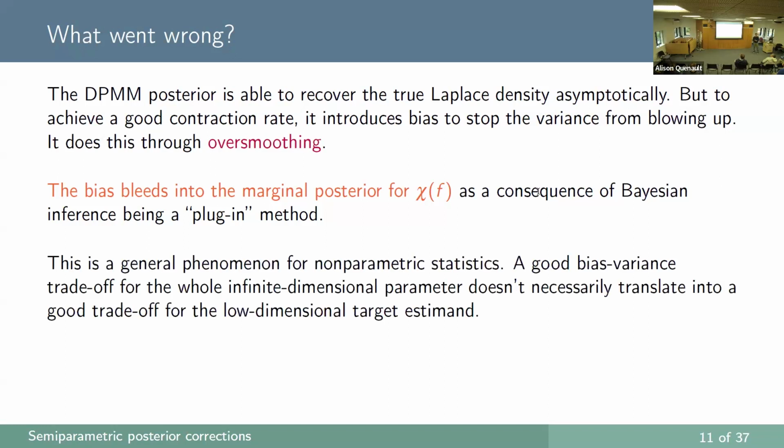This is not something that is restricted to Bayesian inference. It's actually a general phenomenon for non-parametric statistics, right? If we have a good bias variance trade-off for a whole complex object, like a density function, it doesn't necessarily translate to a good trade-off for some kind of low-dimensional target.